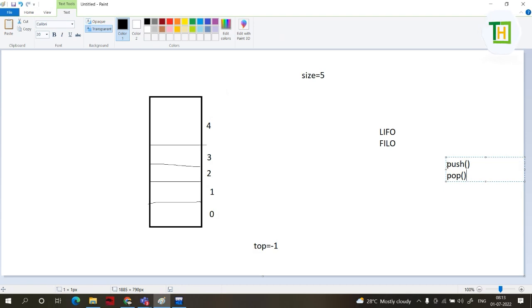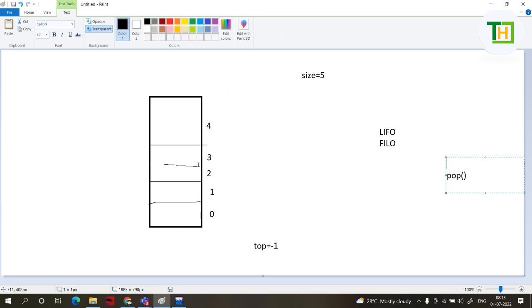I'm going to work with pop first, and then I will tell you about push also. The pop method is going to be the delete method, right? If there are no elements, is it possible to delete? Is it possible to delete an element if there are no elements in the list? No, right?